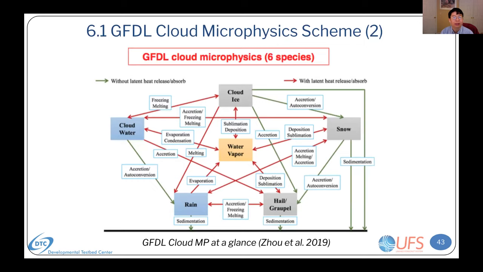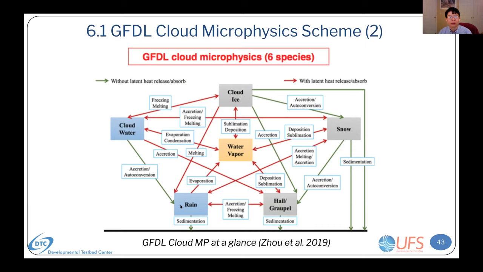So this is a schematic of the GFDL cloud microphysics scheme. It has six species: cloud water, cloud ice, water vapor, snow, hail and graupel, also the rain. The green line is without latent heat release or absorption. For example, when you change from cloud water to rain, you don't have the latent heat release.